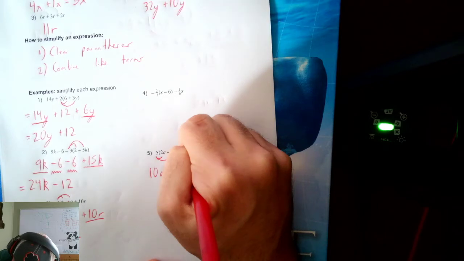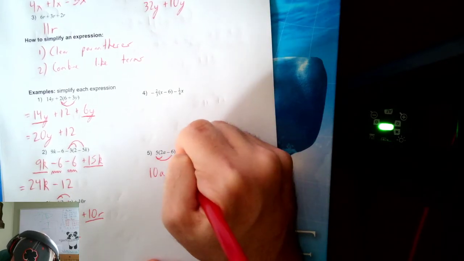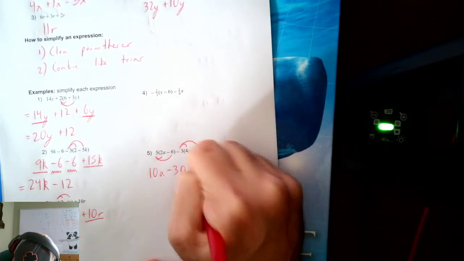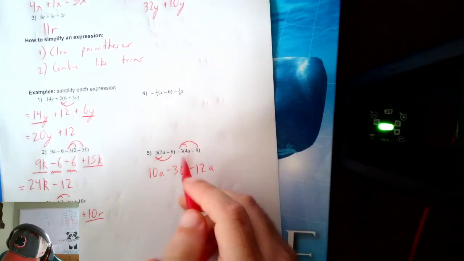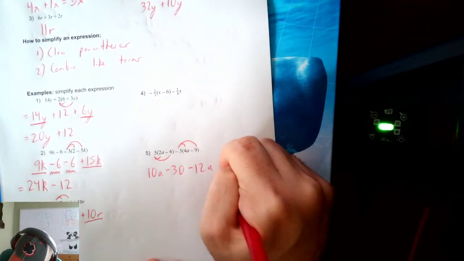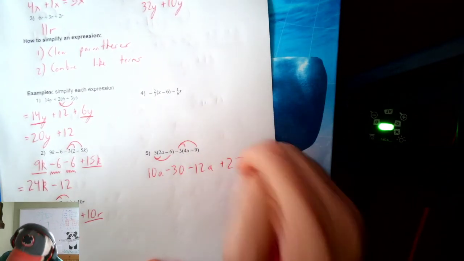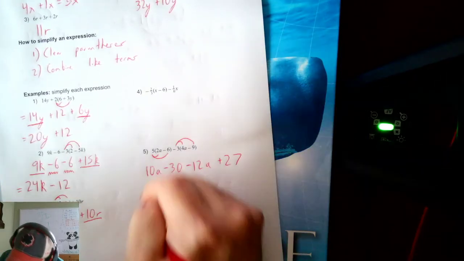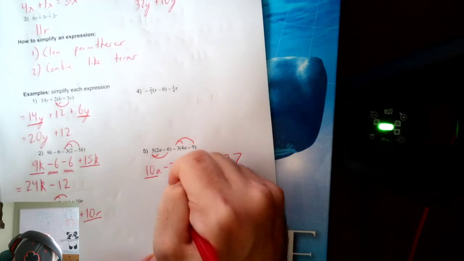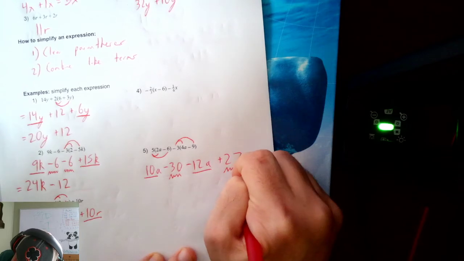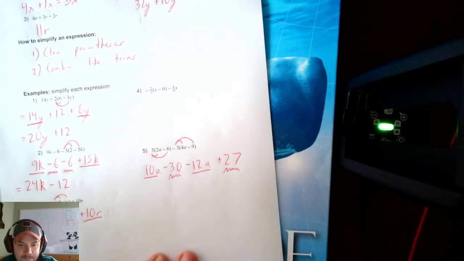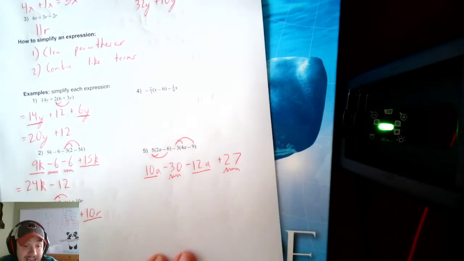Here I've got a minus 3 out front to distribute. Minus 3 and positive 4 make minus 12a. Then we've got a double negative. This is going to be plus 27. Now I've got a's here and constants here. Those are my like terms I need to combine. Be careful of the signages, though.